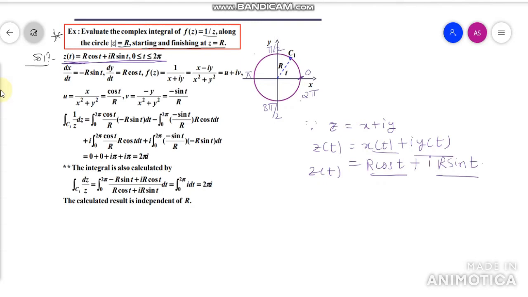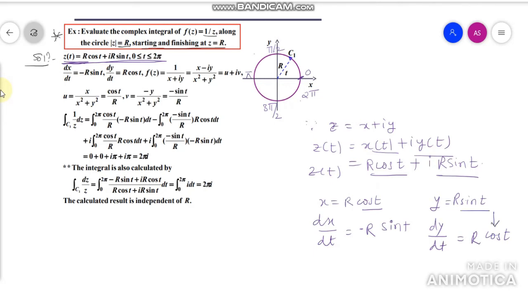Okay, now dx by dt, as x is equal to capital R cos t, dx by dt is equal to minus r sin t, because the derivative of cos t is minus sin t, hence I have written here minus r sin t. y equal to r sin t implies dy by dt equal to r cos t, because the derivative of sin t is cos t.